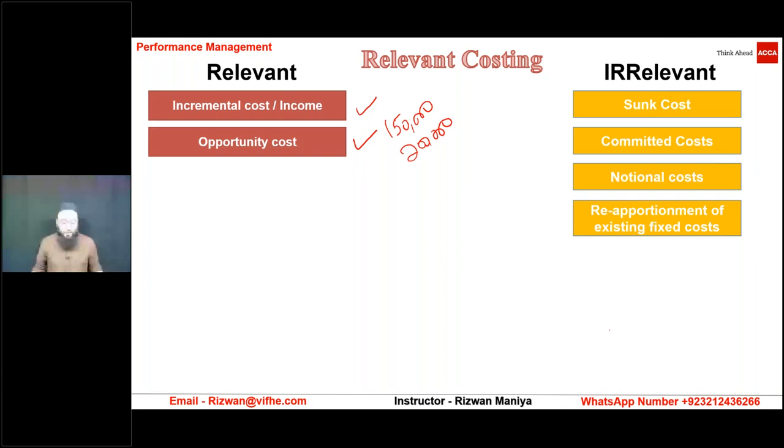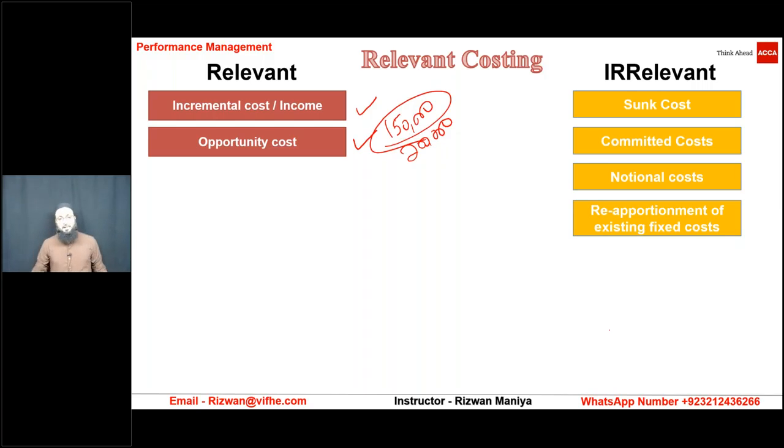If you are leaving a job of 150,000 for the job of 200,000, what is the opportunity cost? What are you leaving, what are you sacrificing actually? Come on, tell me. Anyone can answer? The opportunity cost will be the option that you are sacrificing, the option that you are foregoing, and that is 150,000. Exactly. I hope it's clear.